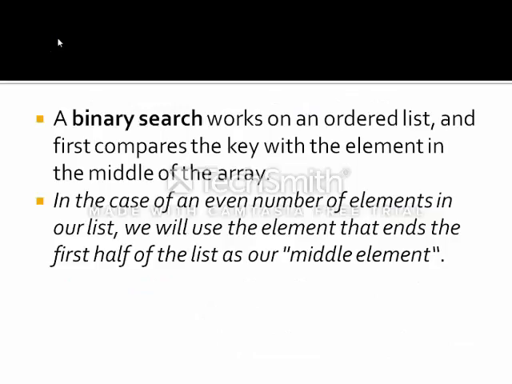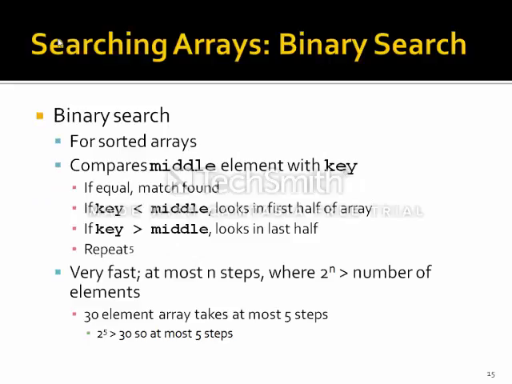A binary search works on an ordered list and first compares the key with the element in the middle of an array. In case of an even number of elements in our list, we will use the element that ends the first half of our list as our middle element.